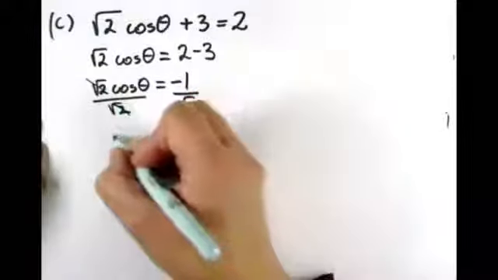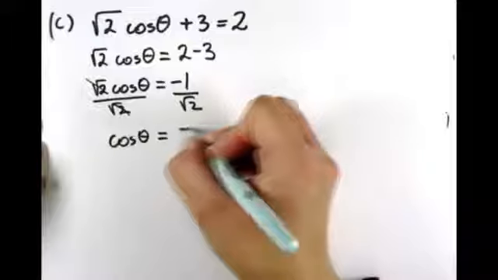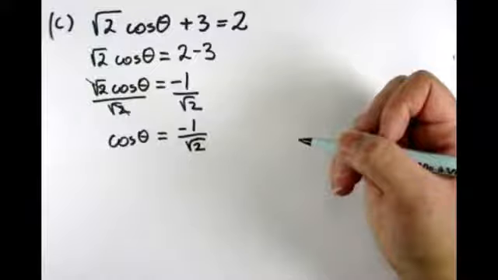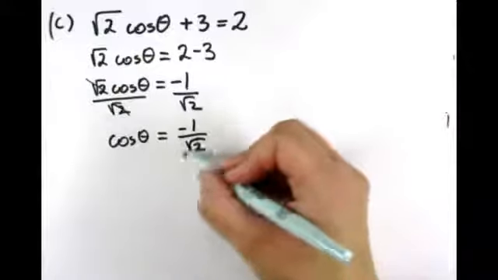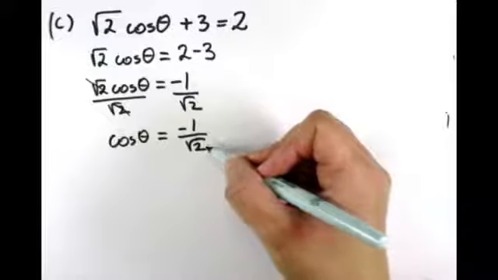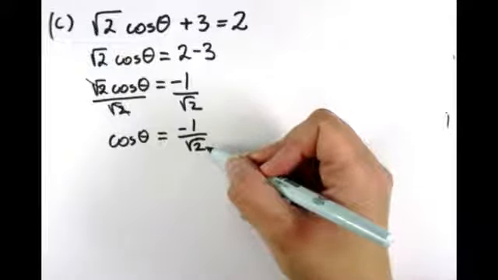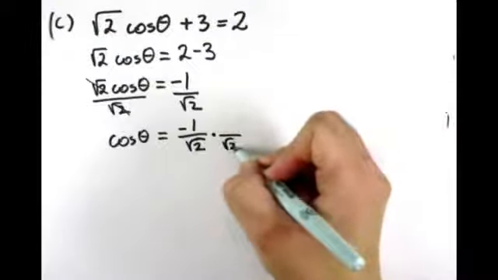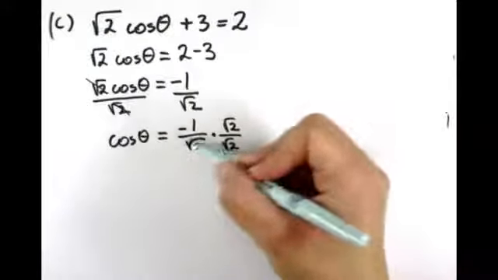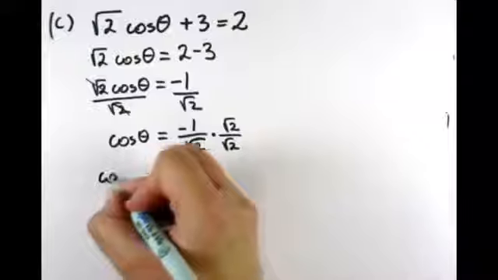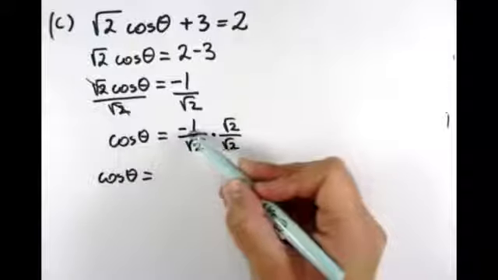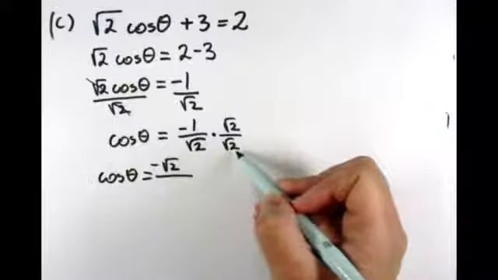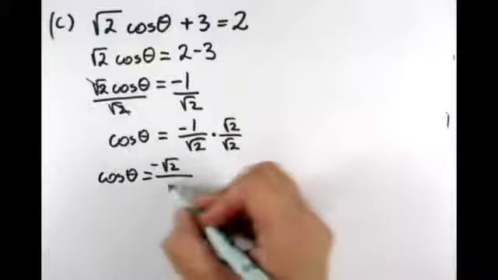This cancels out. So I have cos theta is equal to minus 1 over root 2. I look into my chart, I don't have 1 over root 2. So I'm going to rationalize this. Rationalize means get rid of the root from the denominator. So I'm going to multiply by root 2 over root 2. We multiply by what's on the bottom. So then cos theta is equal to minus 1 times root 2 is minus root 2. Root 2 times root 2 is root of 4, which is 2.